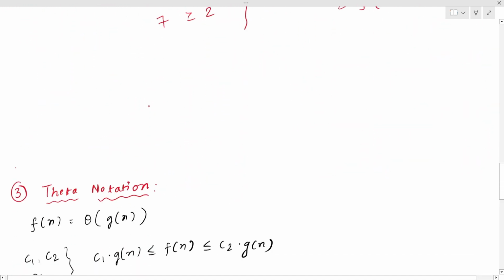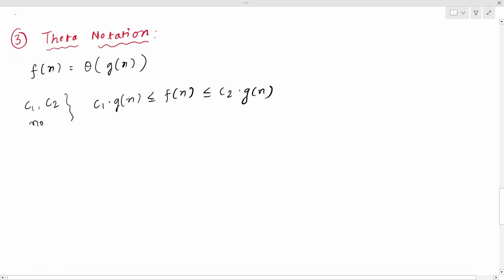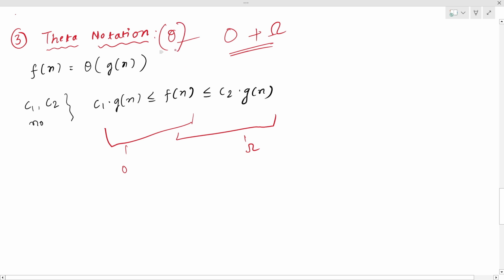And finally we'll come across theta notation. Theta notation is basically a combination of big O and omega notation. You can clearly see this is big O notation and this is omega notation. So our theta notation, which is something like this, will try to represent it as a combination of both O and omega.